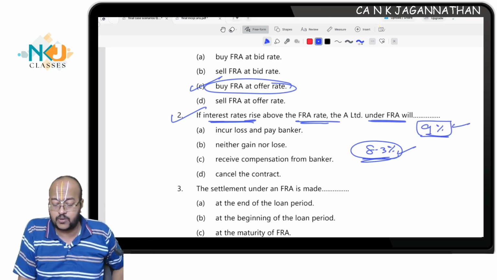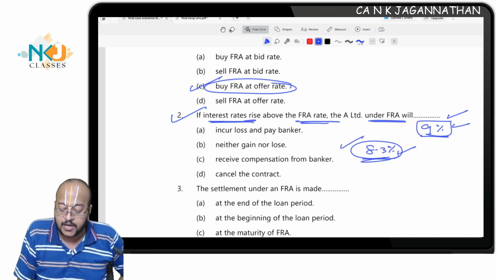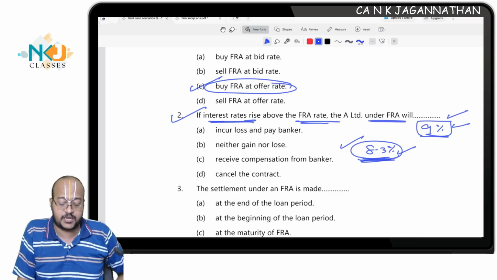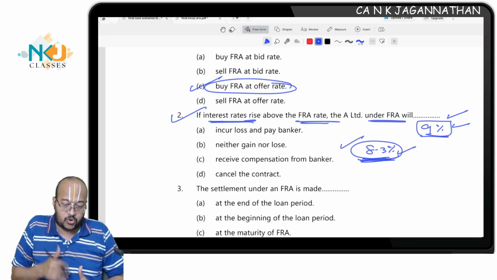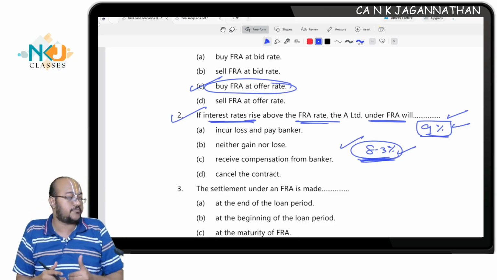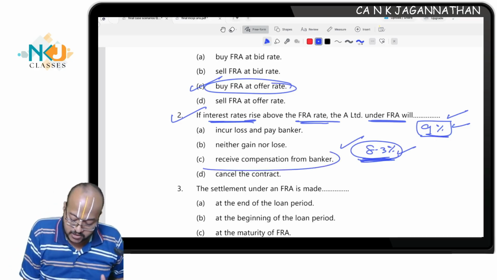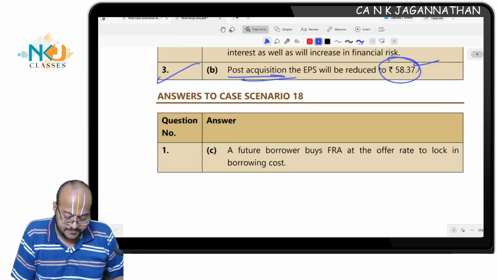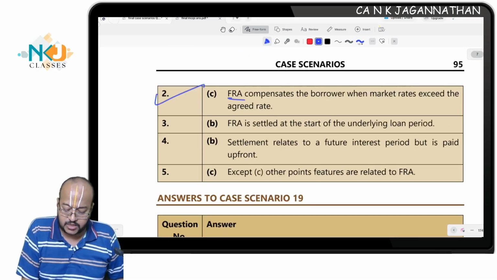As a borrower, if the real market interest rate is 9%, since you entered into the FRA, your locked in interest rate is lesser than the real market interest rate of 9%, which means who will receive the compensation? A Limited will receive the compensation. As a borrower, whoever is entering into the FRA with the banker will receive the compensation from the bank. So 2C should be the solution. Are you all comfortable? Yeah. Okay, buy FRA, offer rate, and 2C is the solution.